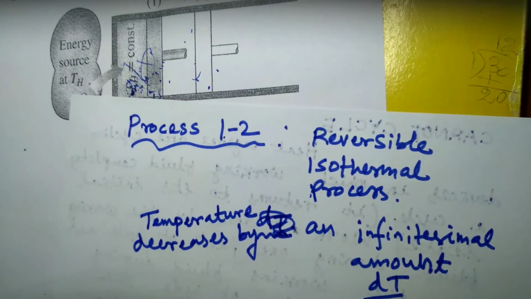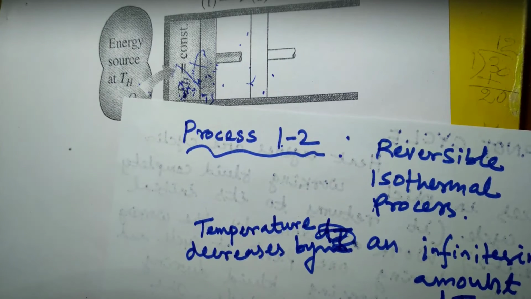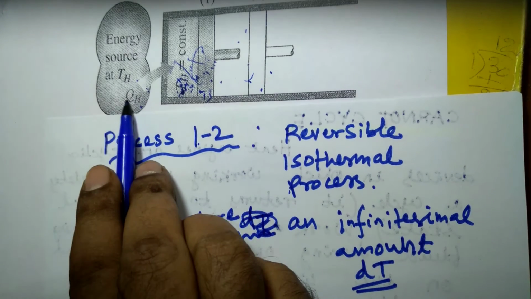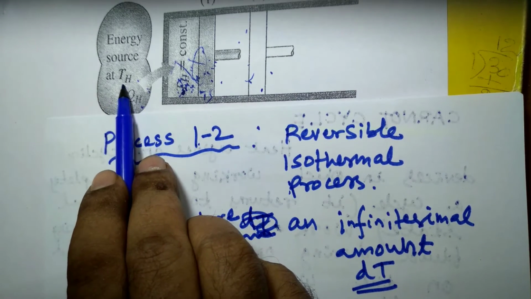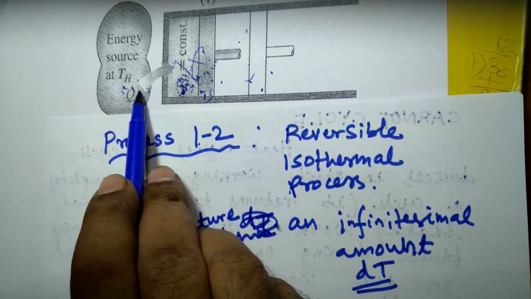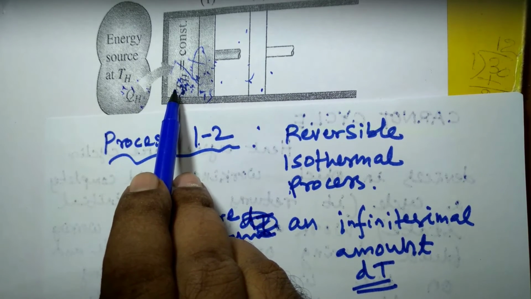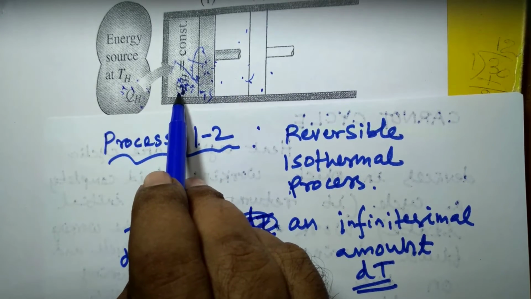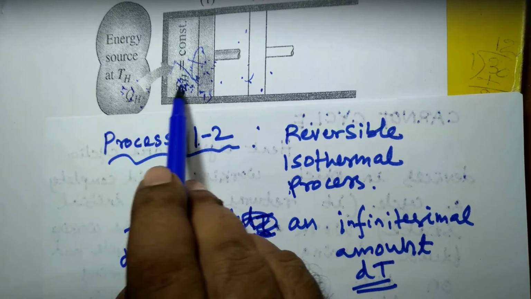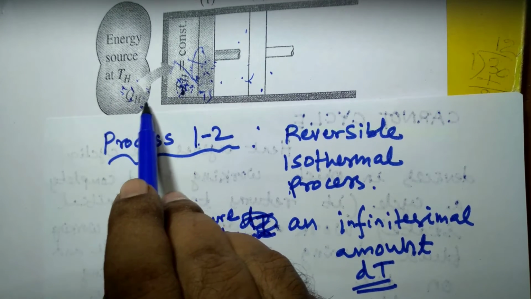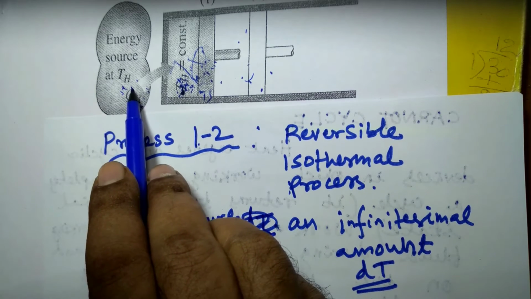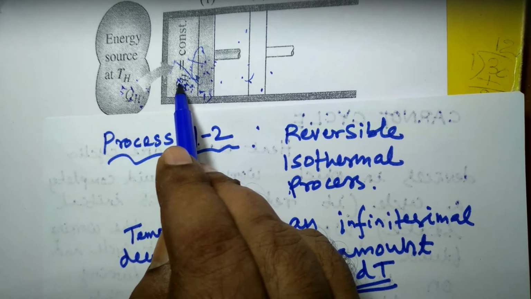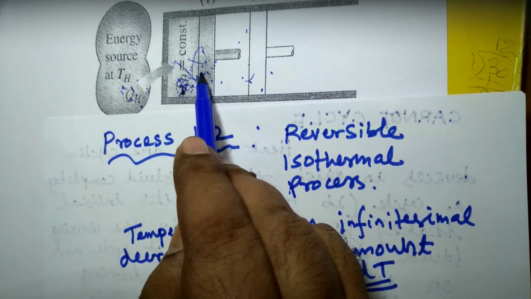When the temperature decreases, and the source is already at temperature Th, obviously some difference is there, because the gas temperature as it moves from state 1 to state 2 decreases from TH. So the source is at a higher temperature than the gas. Obviously the difference is dT, but some difference is there, which means some heat transfer will take place. So heat transfer takes place from the source to the gas.